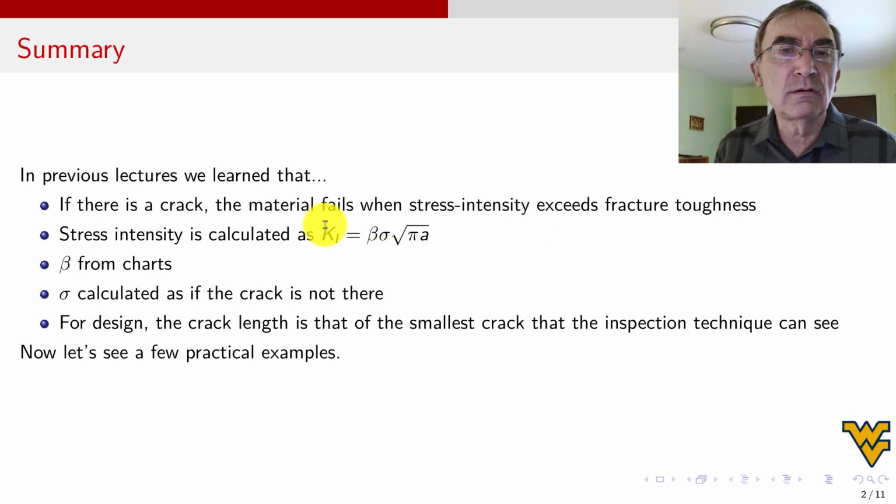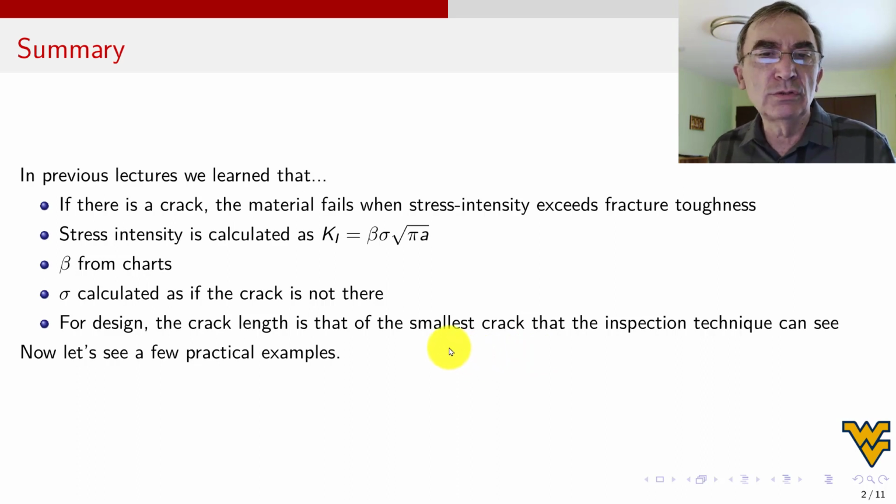Now, this stress intensity is called K_I, and is calculated as beta, which we get from charts, and sigma, which is calculated as if the crack is not there. That is mechanics of materials formulas. And then a is the crack, that either we know what crack we have, or we assume what crack we might have, what crack we can tolerate. If we have to assume the crack, then we have a rule to do that. We take the crack length to be the smallest crack that the inspection technique can see. So we have to decide how we're going to inspect the part, and then we can choose a size of a crack that we can detect.